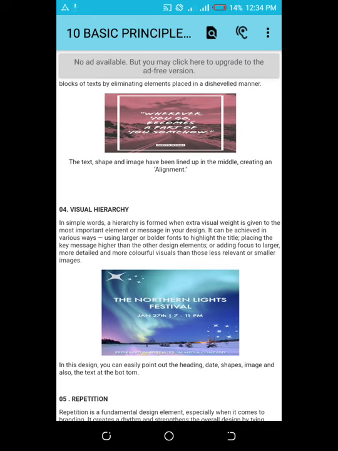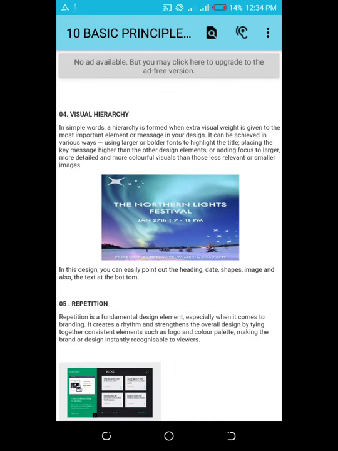There is what is called visual hierarchy. Now you can see from this design, you can easily point at the heading. The heading is the Northern Light Festival. You can see the dates on it, and also the image. So it must have visual hierarchy. You should have the topic or whatsoever you are designing, the main focus of the design, be greater. It should have higher visibility.